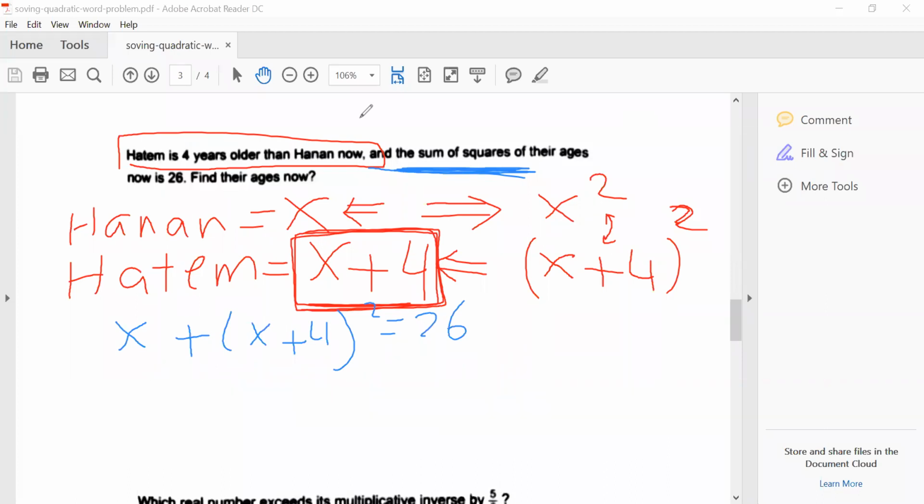X I will leave as it is, plus, who can remember how to multiply X plus 4 all square? Don't tell me, miss, it is easy, X square plus 16. No, it's not. Who are you? I couldn't hear. Yes, you can.